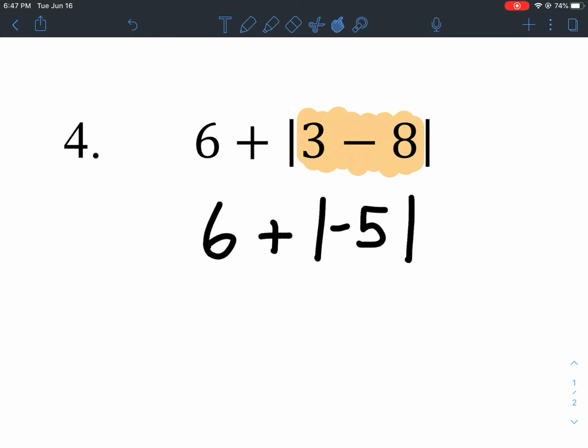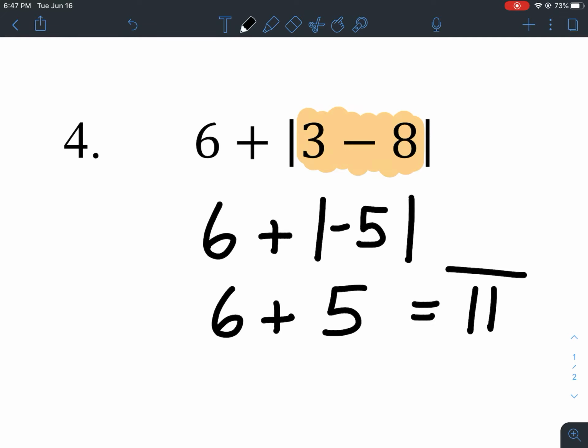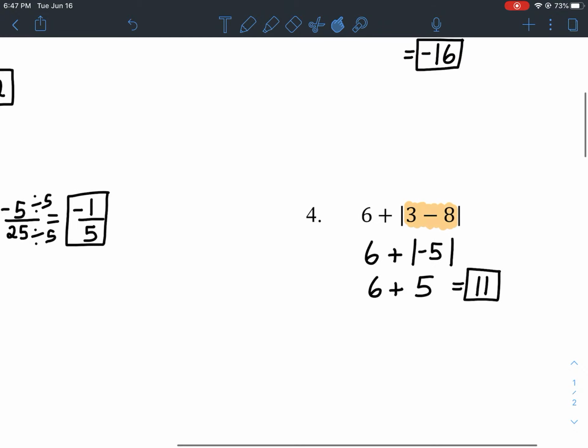Absolute value means distance from 0. So how many units is negative 5 from 0? It's 5 units. So we remove the absolute value bars by making that number positive. And then we just do 6 plus 5, which is 11. So that's our answer there.